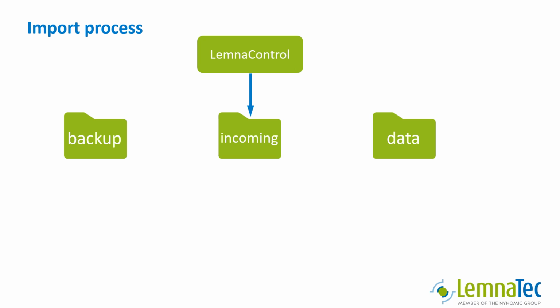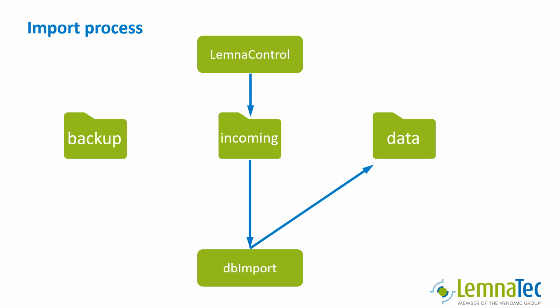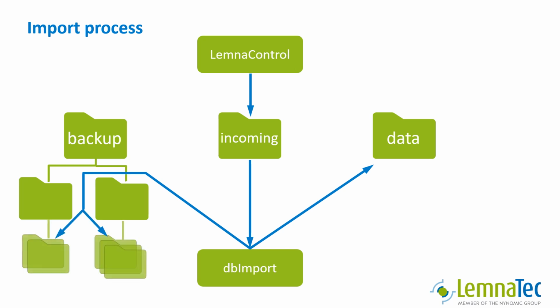There's another process on the server side. This process checks the incoming folder every 5 minutes for new files. If there are new files, these are checked and then copied into the correct places in the data folder. At the same time, corresponding metadata is written to the database. But this process does a bit more. It moves the original data from the incoming folder to a subfolder of the backup folder. This is done to have a backup if something went wrong during the import process.